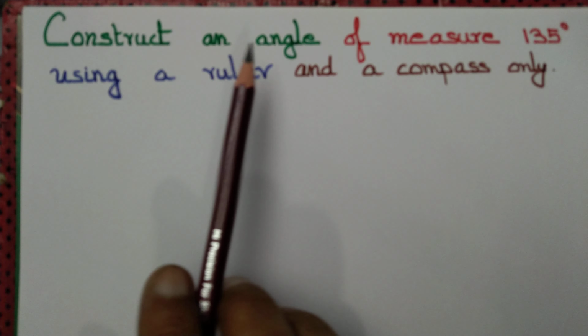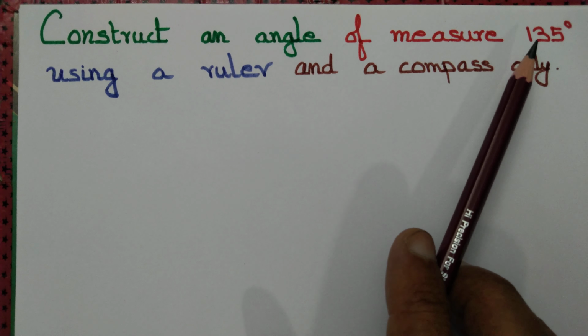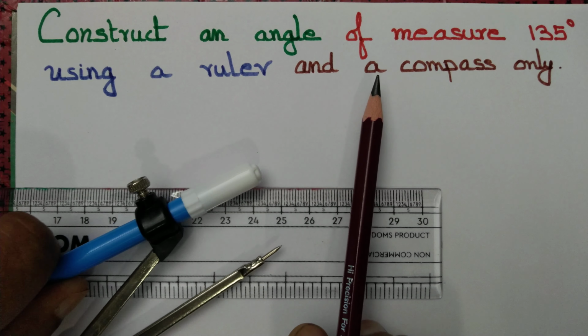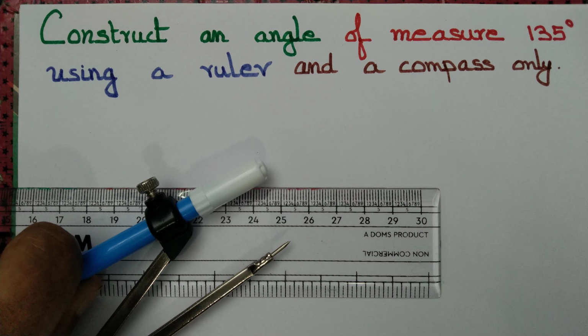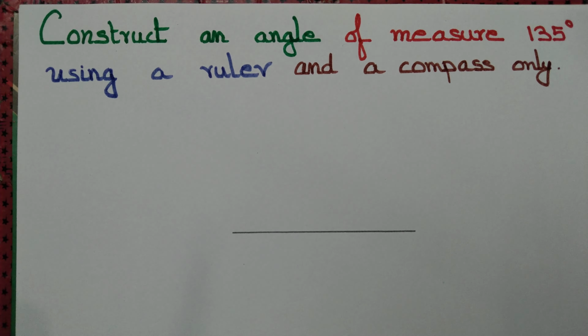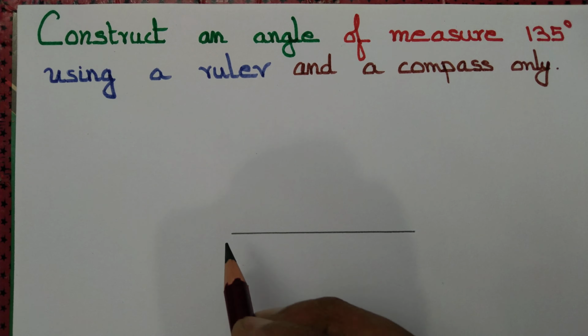Let us construct an angle of measure 135 degrees using a ruler and a compass only. First step, we draw a line segment of arbitrary length. Let's call that line segment AB.